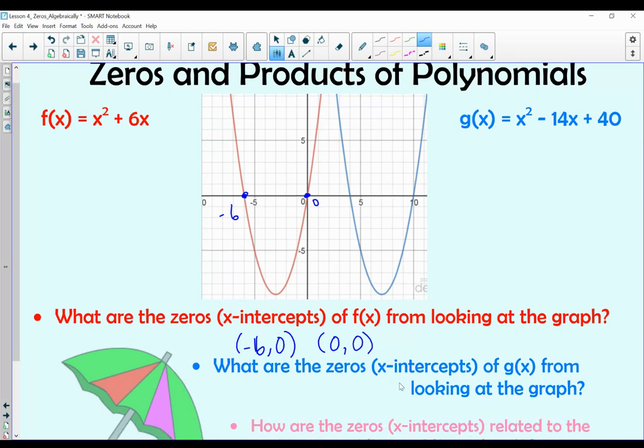Now it says, what are the zeros or the x-intercepts of g of x? Okay, so again, it's where the graph crosses the x-axis. So here it's at 10, and here it's at 4. So I have (4, 0) and (10, 0).